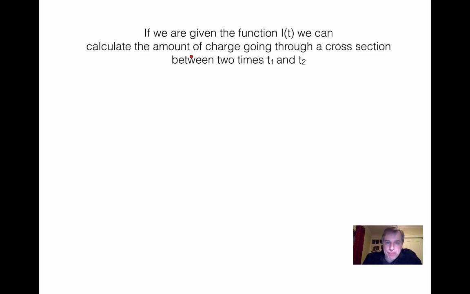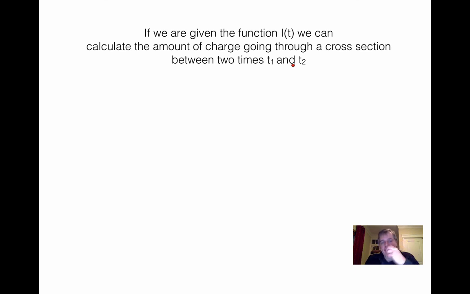So first, if we are given the function I of t, the current as a function of time, what we can calculate is how much charge is going through a cross section between two times. That's what we can calculate. So you know the current as a function of time, and you say, okay, if I take a cross section of my wire, I can calculate how much charge went through between two specific times, t1 and t2. How do you calculate that?